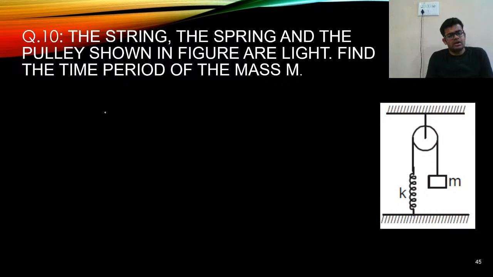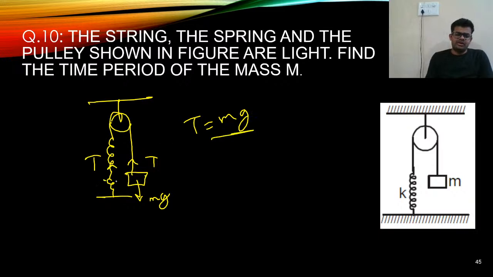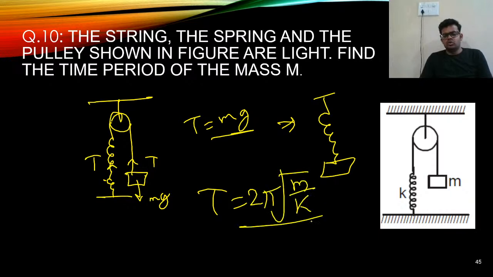So look at this. Here is the same system but in a different way. Here I will say simply this is mg, this is tension, this is tension. So I will directly say that T is equal to mg, and the same tension is delivered to the spring. So this is similar to this system. No difference. So the time period for this will be 2 pi under root of m upon k. Remember this.